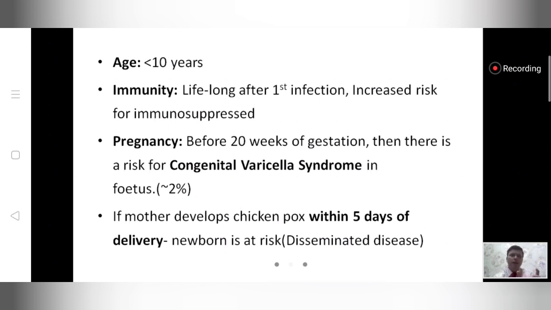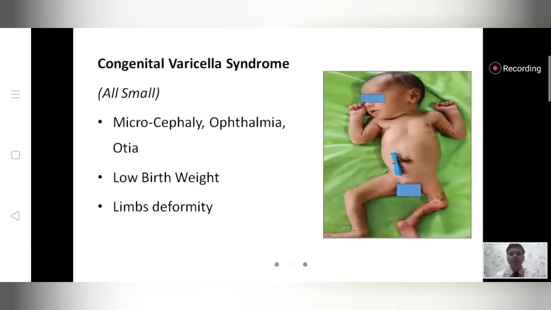Here I have bolded the numbers, like within 5 days of delivery, and before 20 weeks of gestation, which are to be remembered. How the child looks is very small; you can remember it as all small. We have microcephaly, small head, small eyes, and small ears. Limb deformities: you can see a child with a limb deformity, the left leg is shrunken and very thin here. Also, there will be low birth weight. This is a characteristic feature of congenital varicella syndrome.